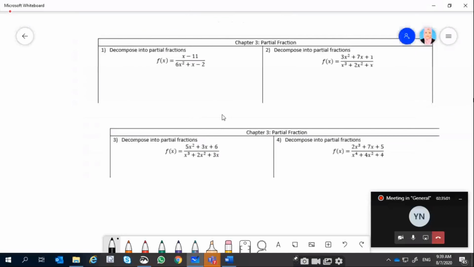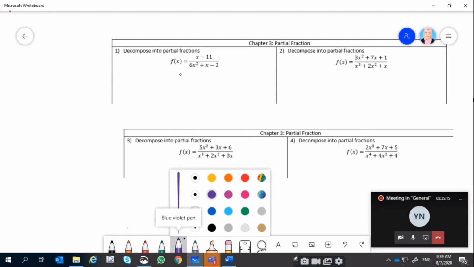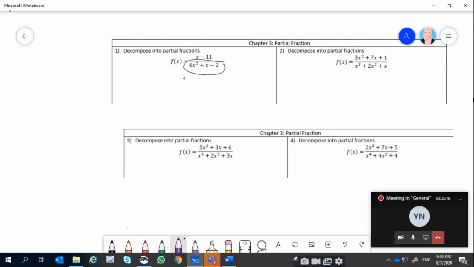So for your own exercise, the first one is distinct linear factors. When you have the denominator part and you factorize it, what will you get? For the first question, you will get 2x minus 1, and for the second one, you will get 3x plus 2. So this is case 1, distinct linear factors.